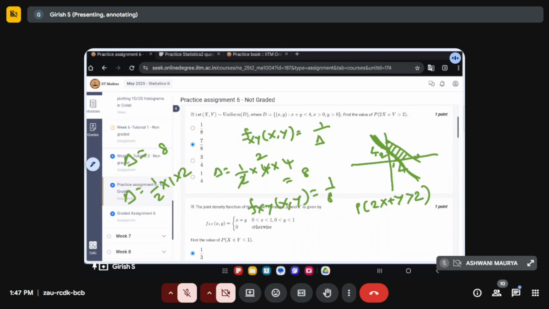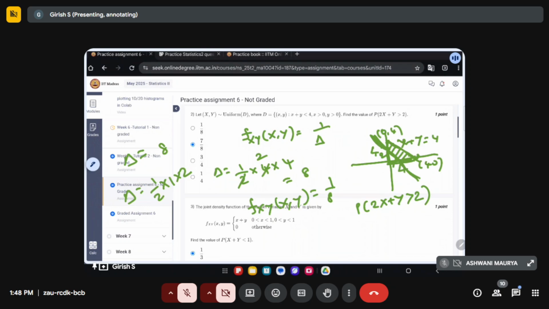Hello, am I audible? Yes, sir. Yeah. Are you understanding this question? Because x plus y less than 4 means this is the line. This point is 0 comma 4. This point is 4 comma 0. So x plus y less than 4, x greater than 0, y greater than 0 means this area completely, right? Yes, sir. Till this triangle. And this triangle has area half into base into height, which is 8.